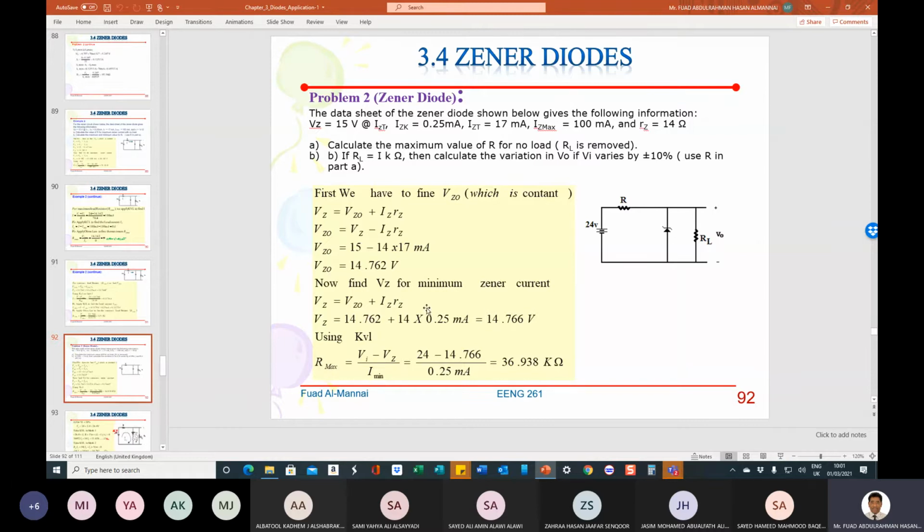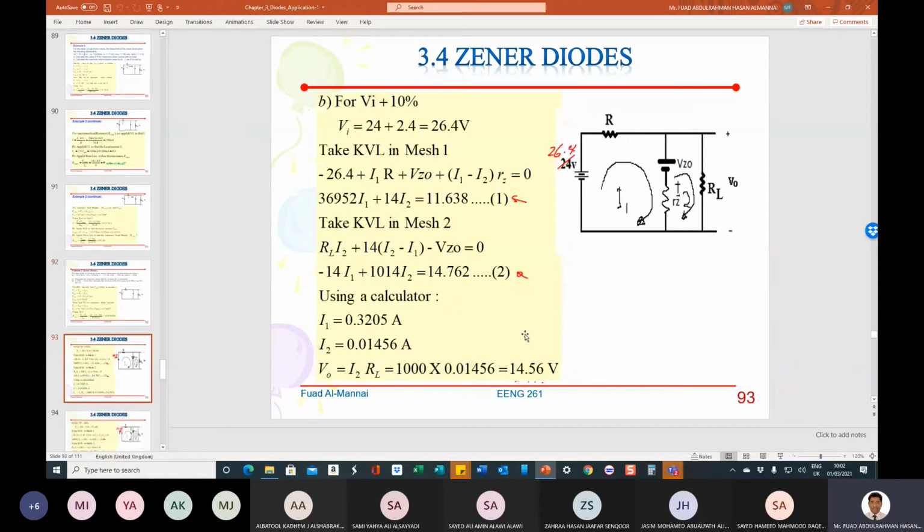Okay, so we found VZ for the minimum Zener current, and VZ is equal to VZO plus IZ min RZ, and that will give you 14.66 volt. Find R max, which is equal to VI minus VZ divided by IZ min, and that will give you 36.938 K ohm. Now he's supposed to say minimum, not maximum, but nevertheless, we are going with what he did.